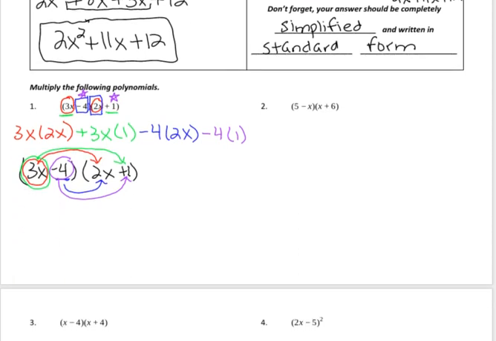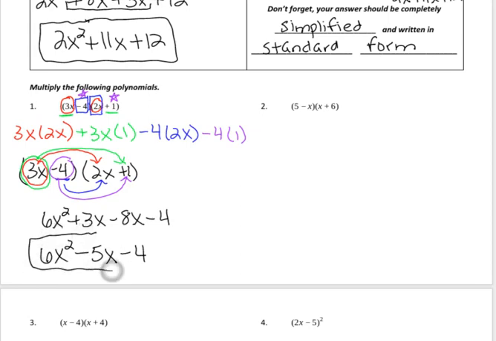So 3x times 2x is 6x squared. 3x times 1 is 3x. -4 times 2x is -8x. And then -4 times 1 is -4. And then when we combine like terms, we get 6x squared minus 5x minus 4. And there's our final answer. Again, I know it looks confusing, but it's really actually not that bad. All right, let's try another one.